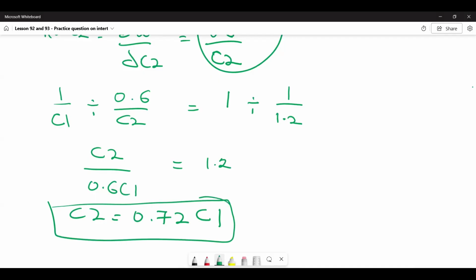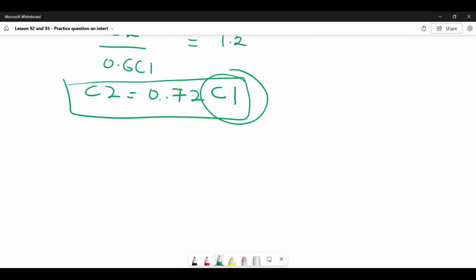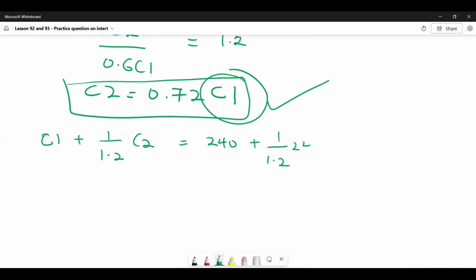Now our aim is to find whether Nate borrows or saves in the first period. Our main aim is to find the value of C1. So given this function here, we can substitute it into our budget constraint to find the value of C1. So we have our budget constraint as C1 plus 1 over 1.2 C2 being equal to 240 plus 1 over 1.2 times 240. Now we know this bit is equal to 440.